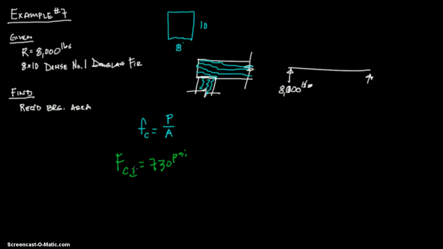So we have FC in the perpendicular direction. Remember, it's perpendicular because we're talking about this right here, and it's going to be crushing like that. So let's think about compression like so, as opposed to crushing in that direction, which is going to be the strong direction, parallel to the grain. All right, so we have FC perpendicular equals 730. We can say that's equal to P over A, which is 8,000 pounds over A, which will be in inches squared.